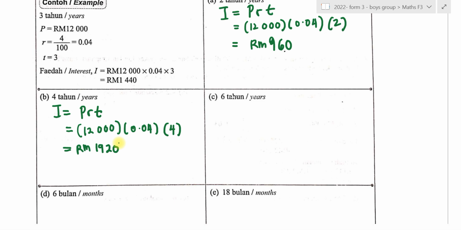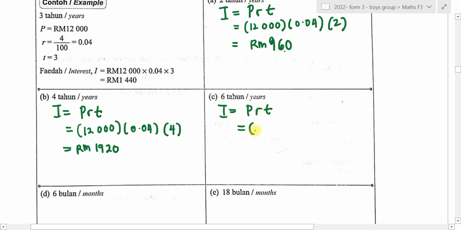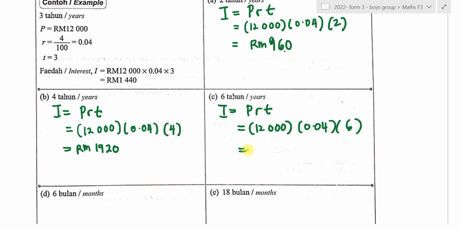Okay, 12,000 times, yeah, 1920. Okay, next is Tan. How much do you get for 6 years? RM 2,880. Yes, okay, let us check. Yeah, the answer is correct. RM 2880.